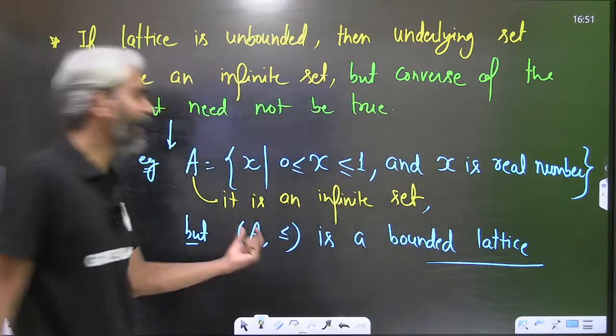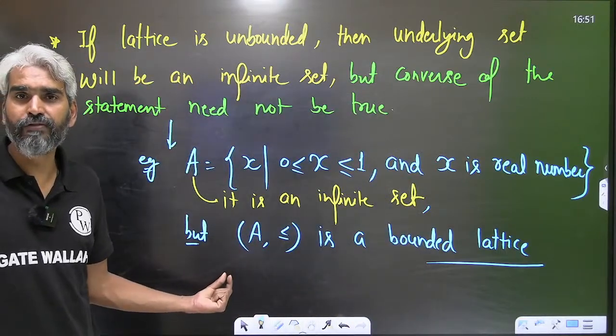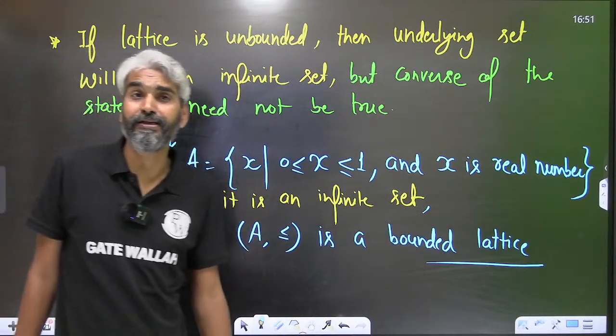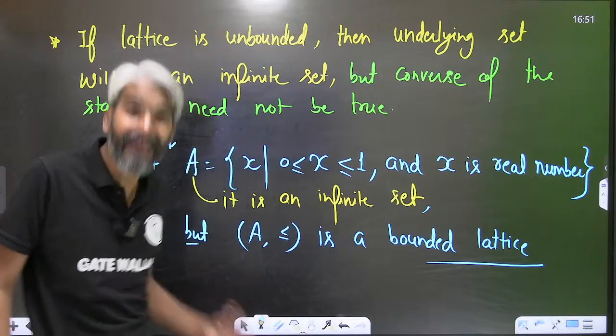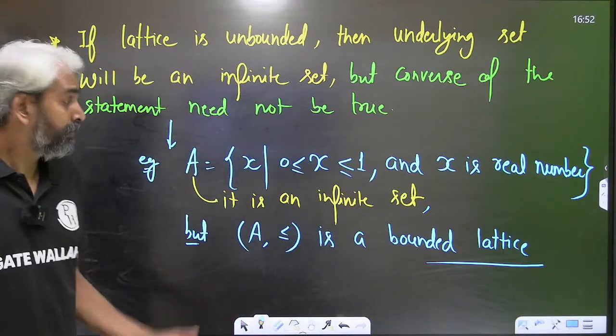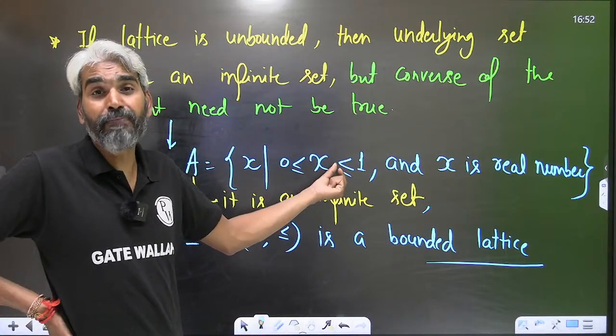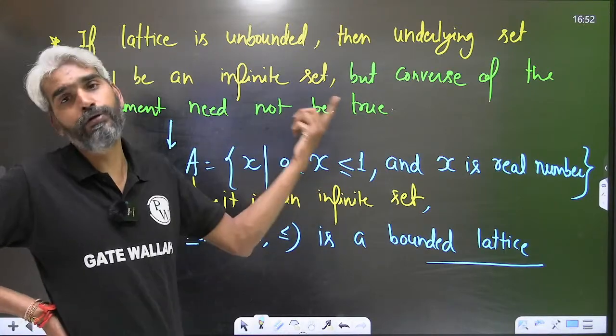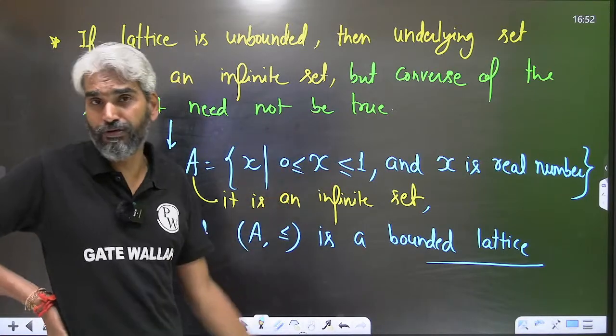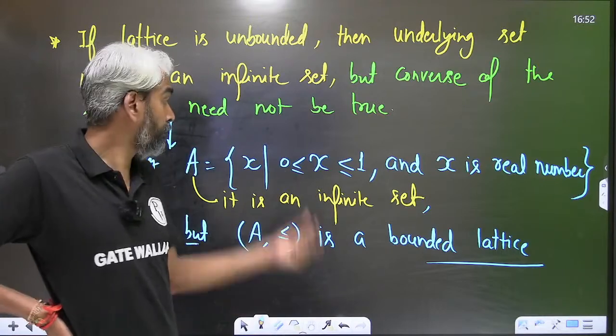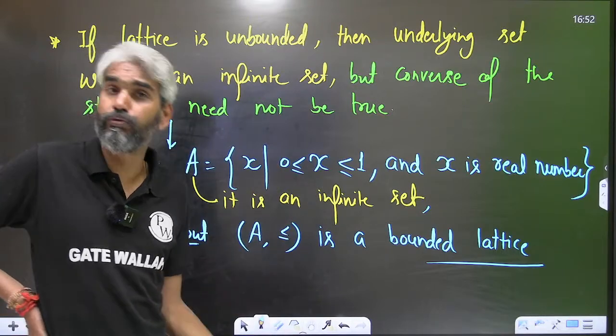Sir, if you take any two real numbers between 0 and 1, one will be larger, another will be smaller. That is, the least upper bound and greatest lower bound will exist. And if you take any real number between 0 and 1, and take the least upper bound with 1 with respect to less than or equal to, it will be 1. If you take the greatest lower bound with 0 with respect to less than or equal to, it will be 0.